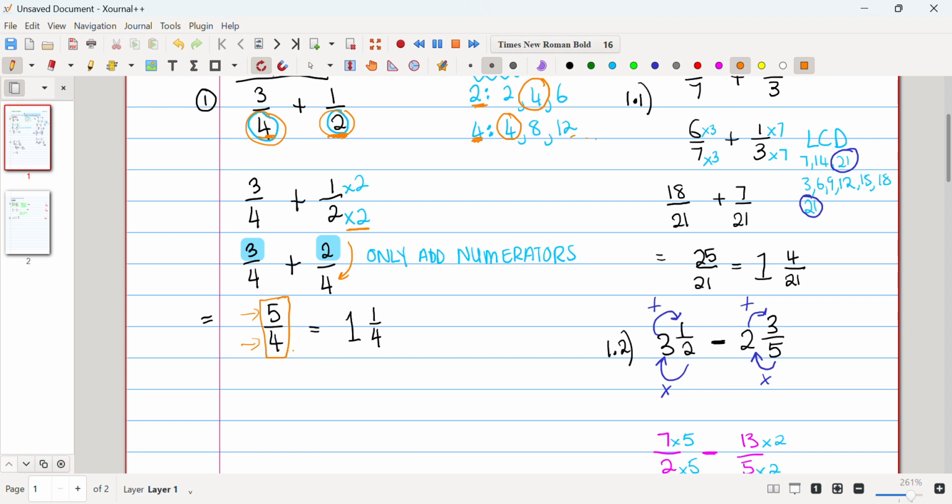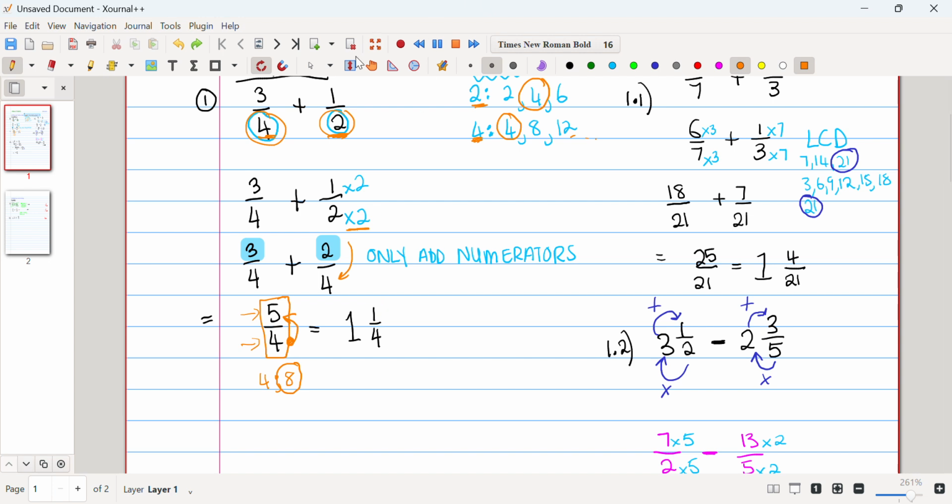How you do that is you ask yourself, how many times does the denominator go into the numerator? So if I say 5 divided by 4, it goes in once, 4, and then 8. So it won't go in twice, because 8 is more than 5. So 4 goes into 5 once, and there will be 1 left over, because to get from 4 to 5, there will be 1 left over, and you keep the denominator the same.